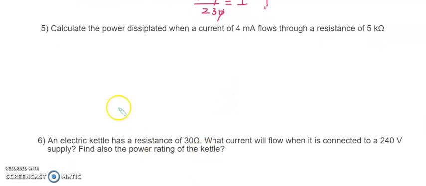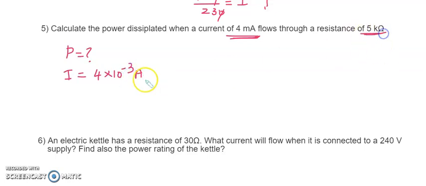Next, power dissipated. So I need to find the power. Current is given in milliampere. So I have to change it into ampere. So 4 times 10 raised to minus 3 ampere. And the resistance is given as 5 kilo ohms. So kilo means how much? Yes, 1000. So 5000 ohms.